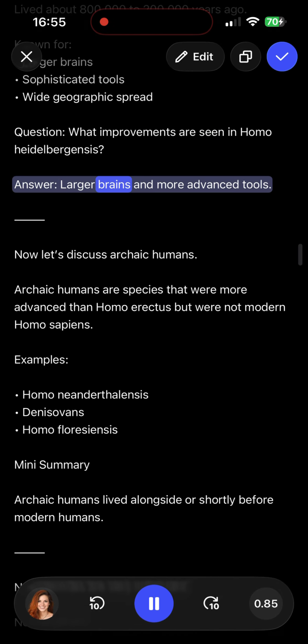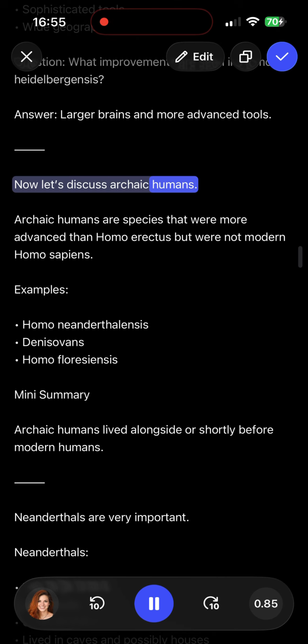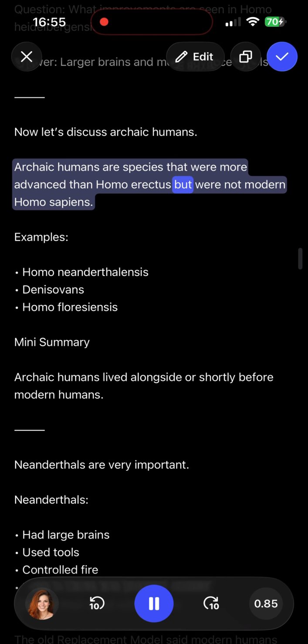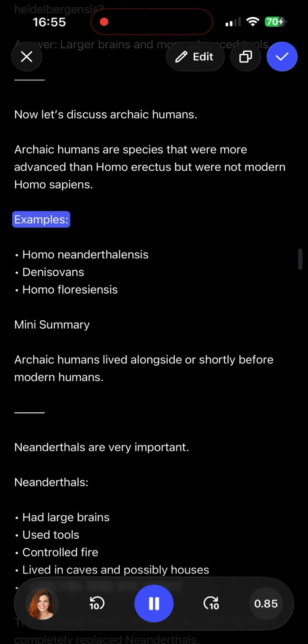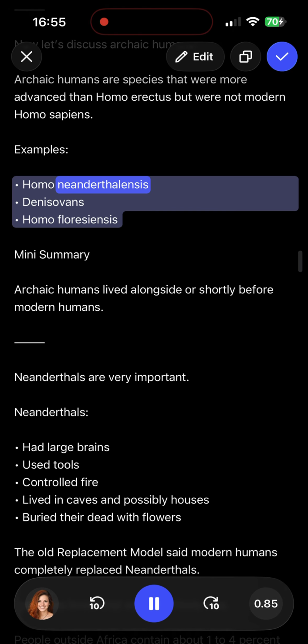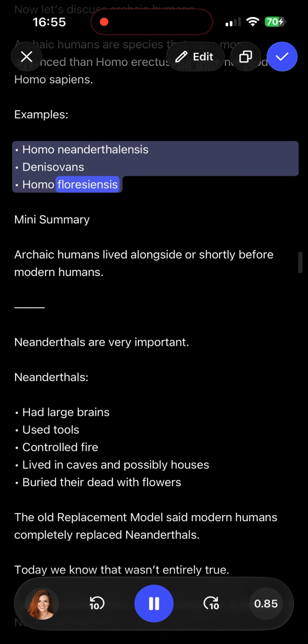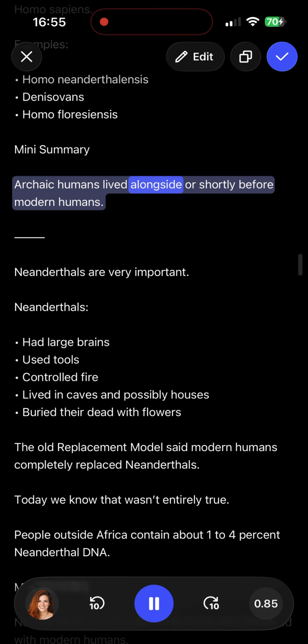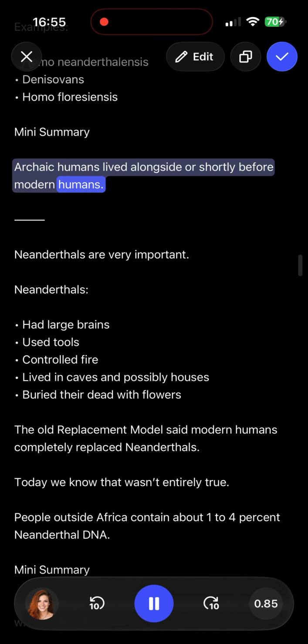Answer: larger brains and more advanced tools. Now let's discuss archaic humans. Archaic humans are species that were more advanced than Homo erectus but were not modern Homo sapiens. Examples: Homo neanderthalensis, Denisovans, Homo floresiensis. Mini summary. Archaic humans lived alongside or shortly before modern humans.